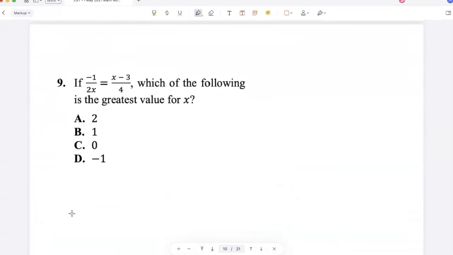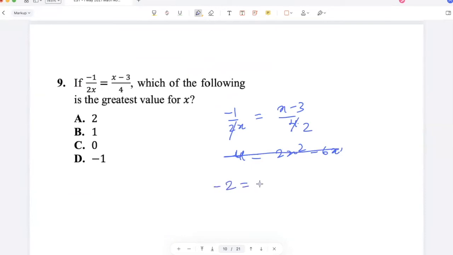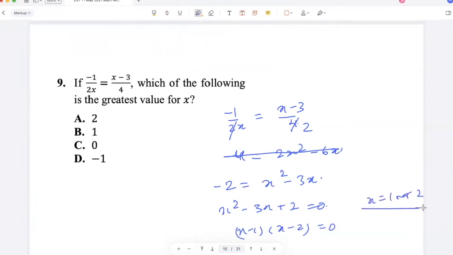If minus 1 by 2x is this, which of the following is the greatest value of x? Minus 1 by 2x is x minus 3 by 4. So minus 4 is 2x squared minus 6x. Actually we could have cancelled this 2 here. So instead, we can say minus 2 is x squared minus 3x. So x squared minus 3x plus 2 is 0. So x minus 1 into x minus 2 is 0. So x is 1 or 2. And both 1 and 2 are solutions of this, right? No problem. So the greater value of x would be 2. Option A.